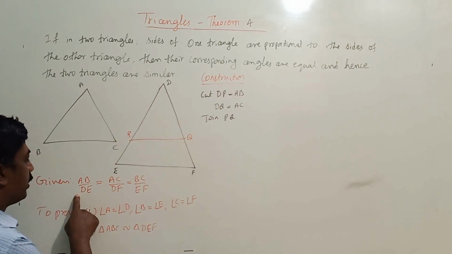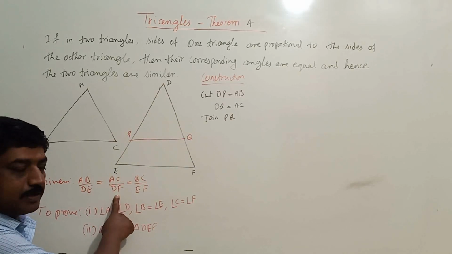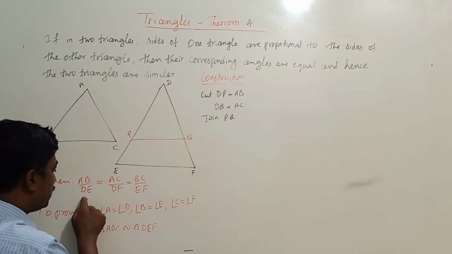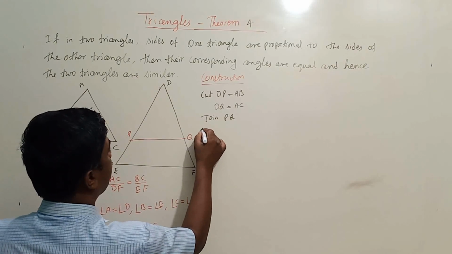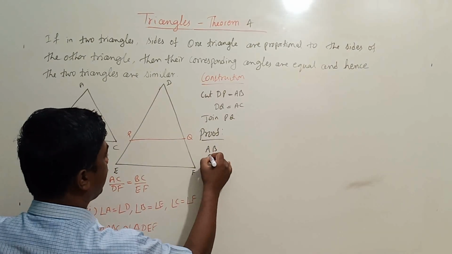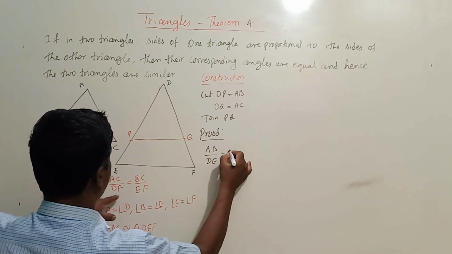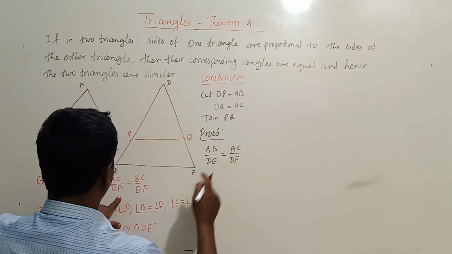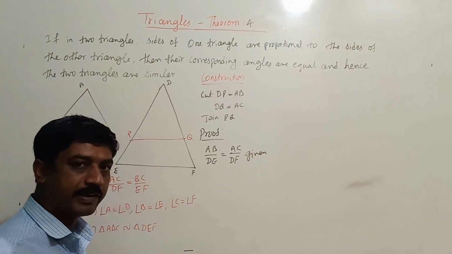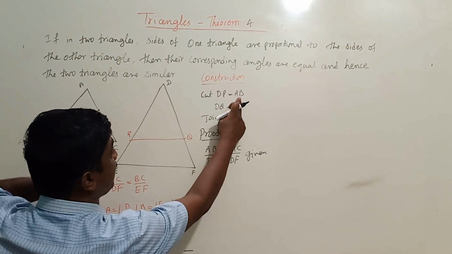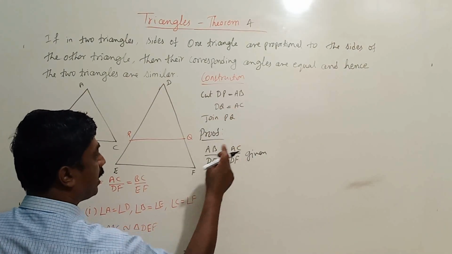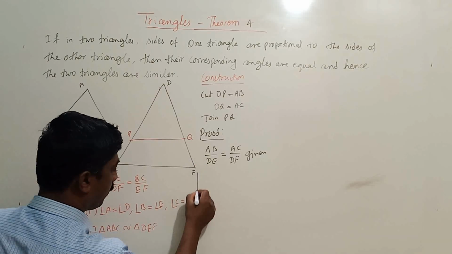What they have given you, AB by DE is equal to AC by DF. This part of the given I will take now here in the proof. Let me explain why. AB by DE is equal to AC by DF. This is given, right? Now, AB is equal to DP, so I can write DP here. And AC is equal to DQ, so I can write DQ there. So, what am I going to write here?